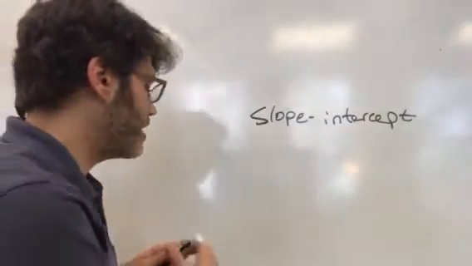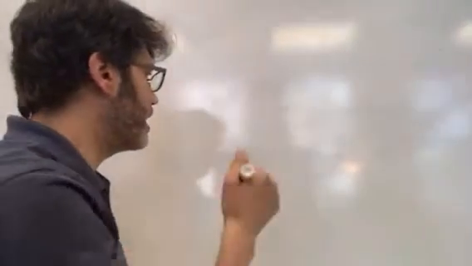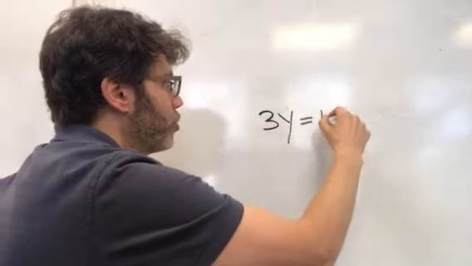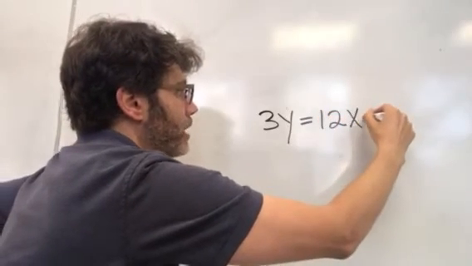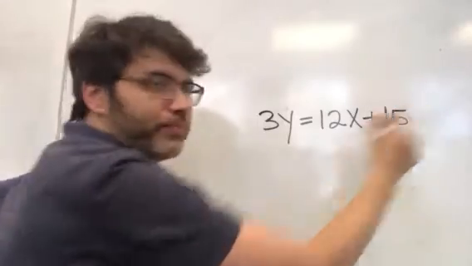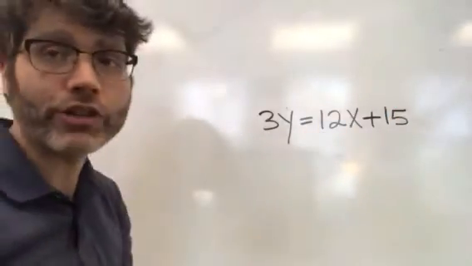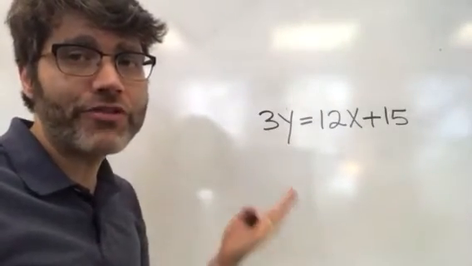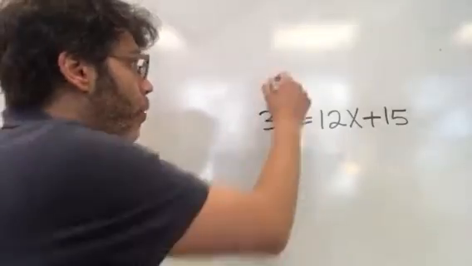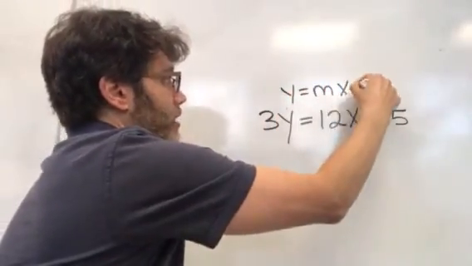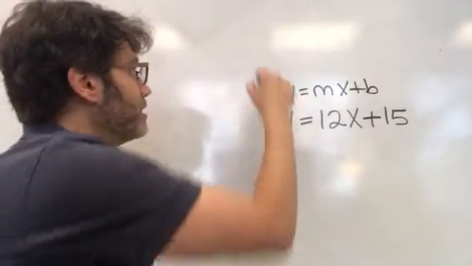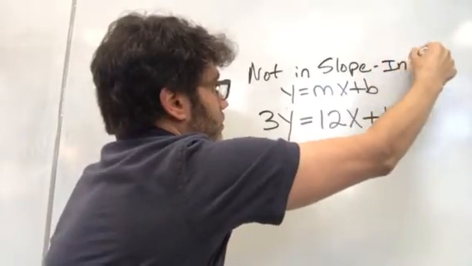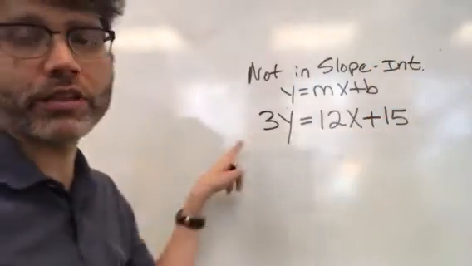So let's say that we had 3y equals 12x plus 15. This is an equation. It's a linear equation even, but it is not a linear equation that is in our y equals mx plus b form. This is not in slope-intercept form. It's not currently in slope-intercept form.